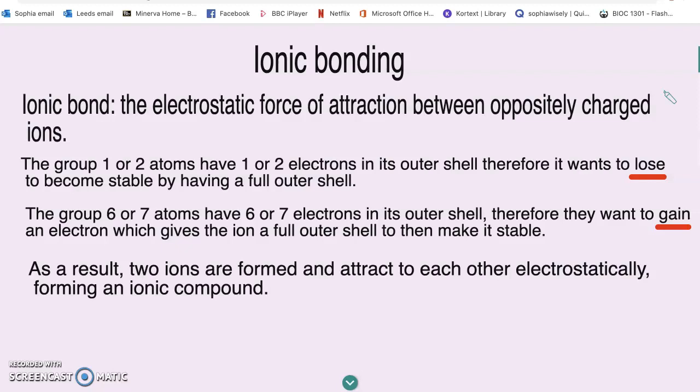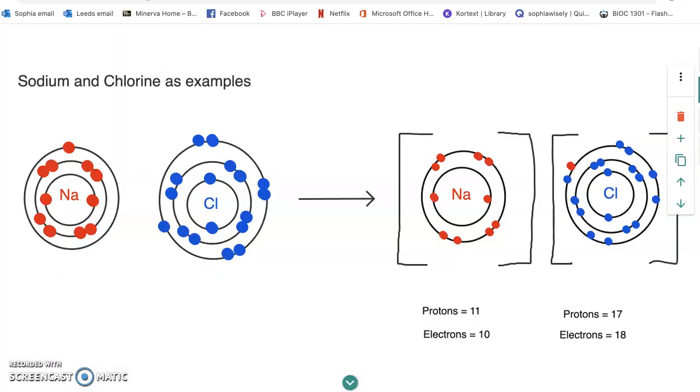So the group 1 or 2 atoms have 1 or 2 electrons in its outer shell, therefore they want to lose those electrons to become stable and have a full outer shell. And that's the opposite of group 6 or 7, which have 6 or 7 electrons in its outer shell, and they want to gain electrons, which gives the ion a full outer shell and makes it stable. And this results in 2 ions formed, and then they attract to each other electrostatically, and an ionic compound is formed. So if we put this into a diagrammatic scenario, it might make it easier to understand.